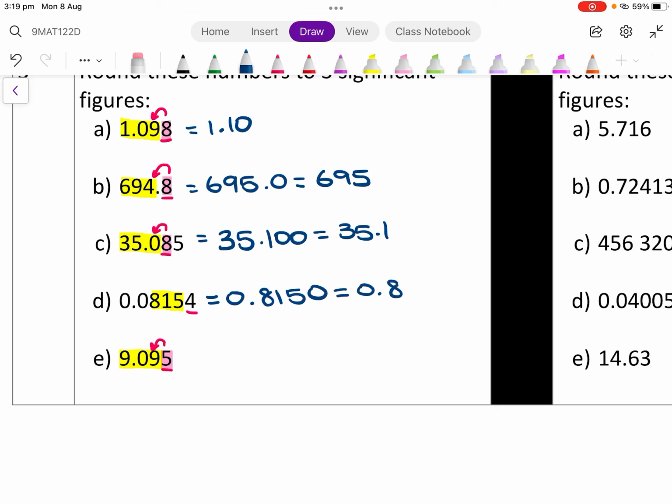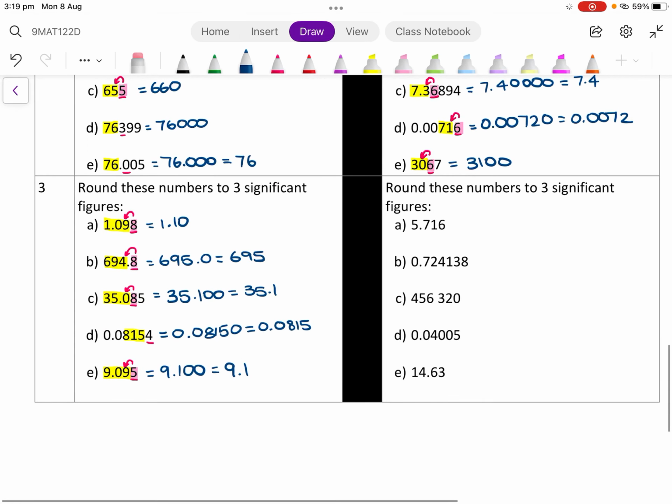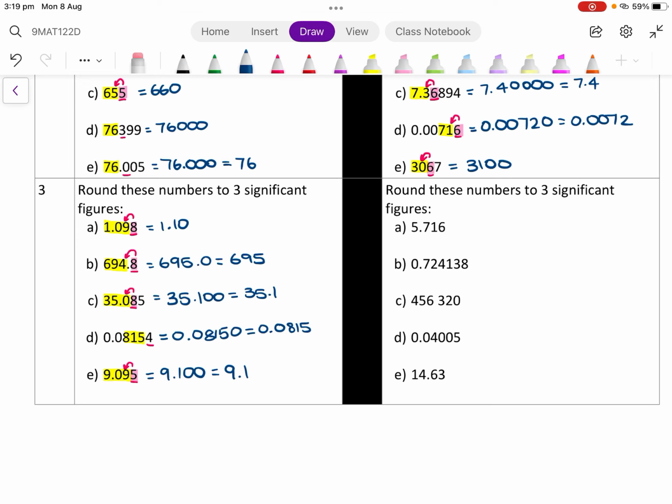Oops, there's meant to be a 0 out the front of that. So it'll be 0.08150, which is just 0.0815. E, we have 9.0. Oh, that 5 rounds up the 9 to be 10, so it'll be 9.1000. So we can just write this as 9.1. Alrighty, pause the video and have a go at the next 5 questions.